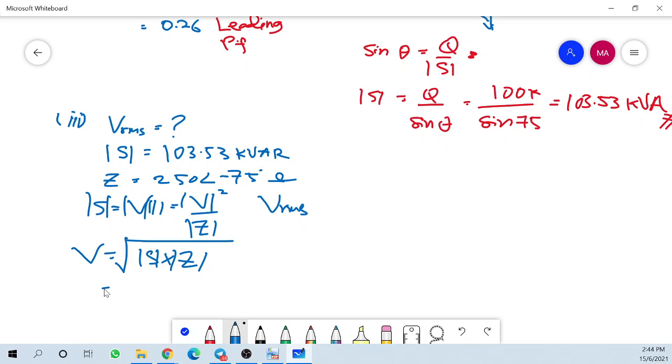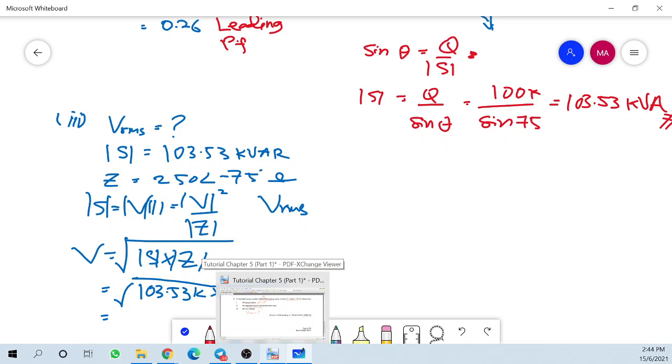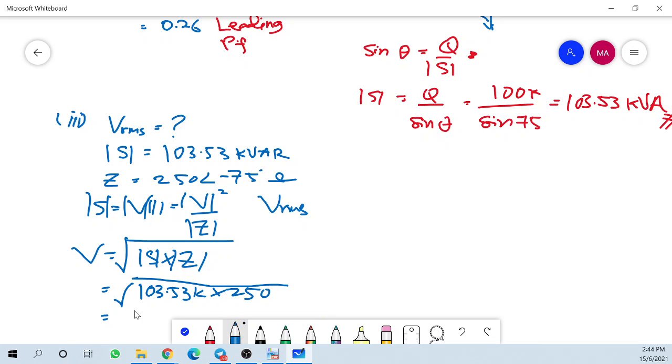Which is the square root of 103.53 k times the magnitude of Z, which is 250. Then you take the square root, and you get the answer: 5.087 kilovolt RMS.